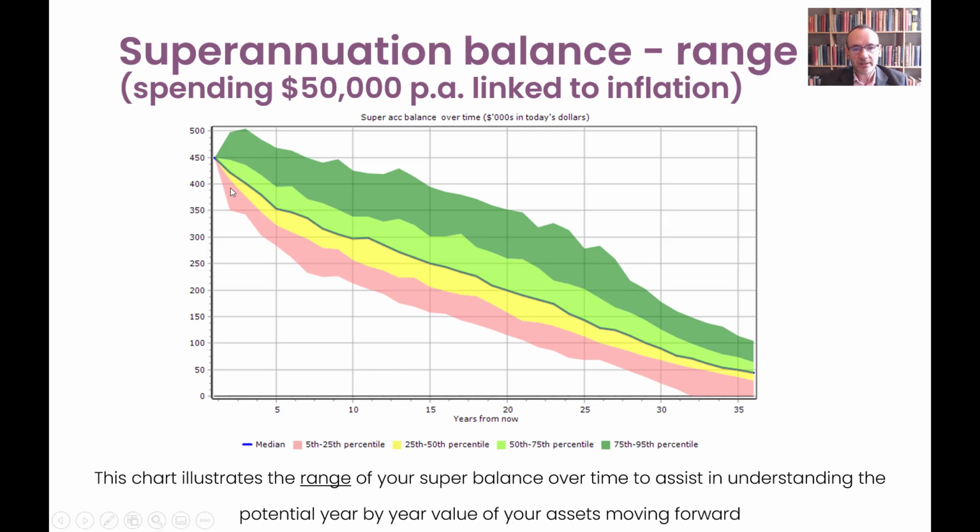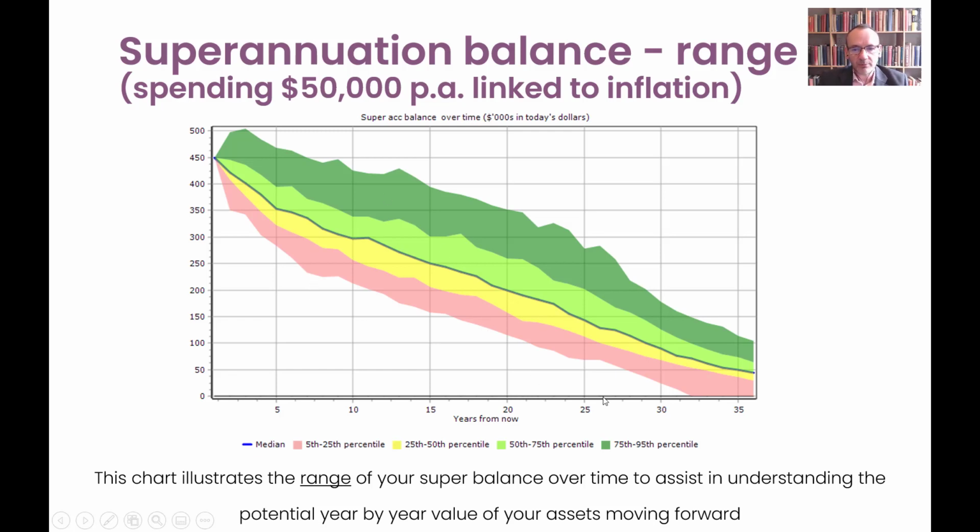So the pink area is obviously the poor market outcomes. So that's when markets haven't done well or inflation takes off. The dark green are the fantastic scenarios. That's where market performance has been terrific and probably inflation fairly low. There's a 5% chance that their balance might go even higher than this shaded area, and a 5% chance that their balance could fall below the shaded area.